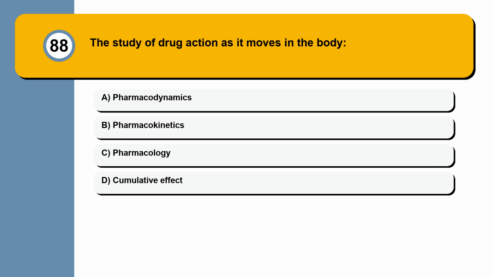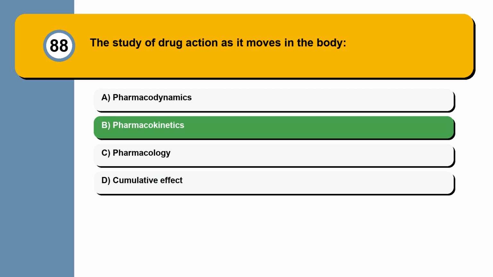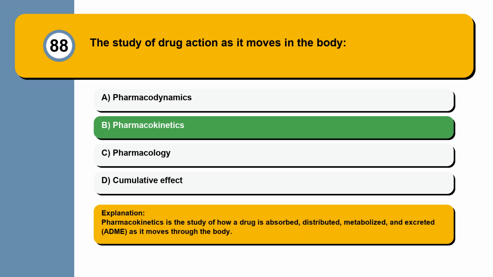Question 88. The study of drug action as it moves in the body. Here are your options. Option A, pharmacodynamics. Option B, pharmacokinetics. Option C, pharmacology. Option D, cumulative effect. The correct answer is option B, pharmacokinetics. Explanation. Pharmacokinetics is the study of how a drug is absorbed, distributed, metabolized, and excreted, ADME, as it moves through the body.